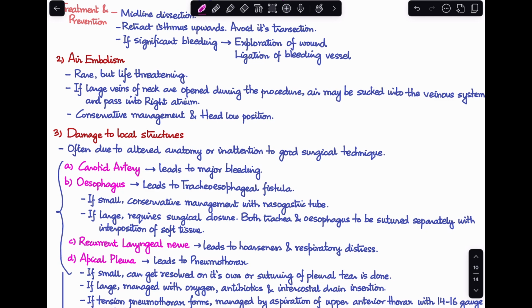Second immediate complication could be an air embolism. Now, this is usually a very rare complication, but if it does occur, it is very life threatening. Now, why will this occur? During the time of surgery, if any large vein of the neck gets opened up, then air can easily get sucked into the venous system and pass right into the right atrium, and that will lead to air embolism. Usually, we try to manage it conservatively and put the patient in a head low position. That's how we manage air embolism.